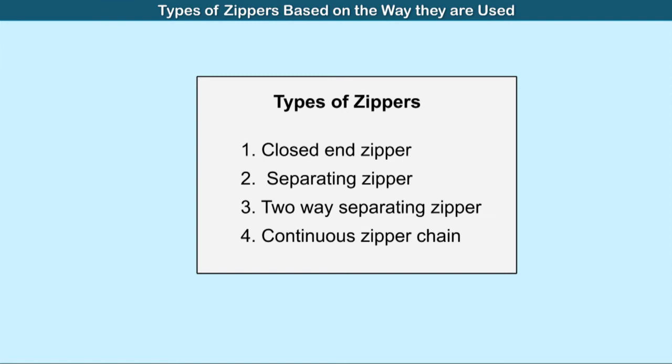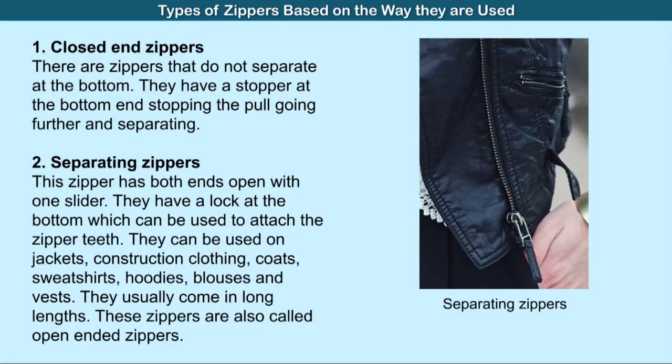There are different types of zippers. One is known as closed end zipper, separating zippers, two-way separating zippers, continuous zipper chain. Closed end zipper: these are zippers that do not separate at the bottom. They have a stopper at the bottom stopping the pull going further.